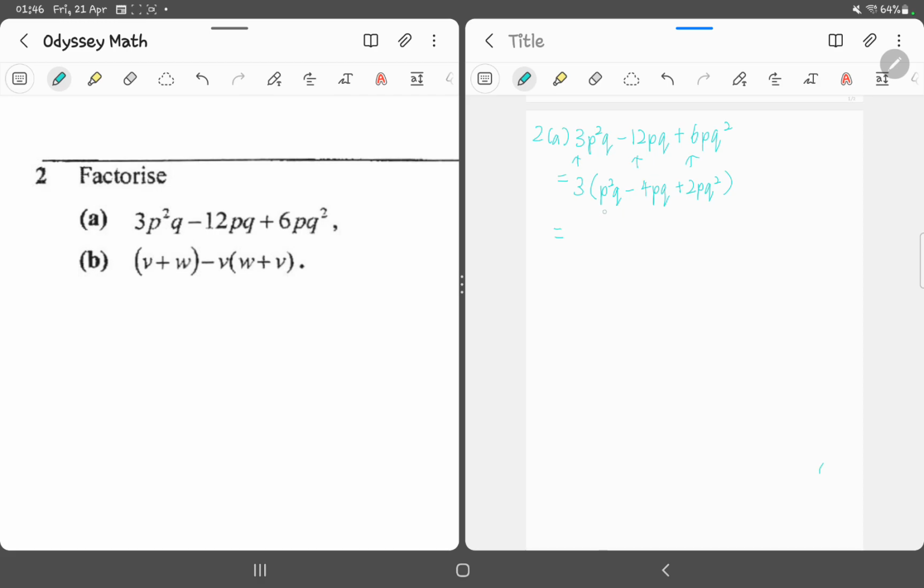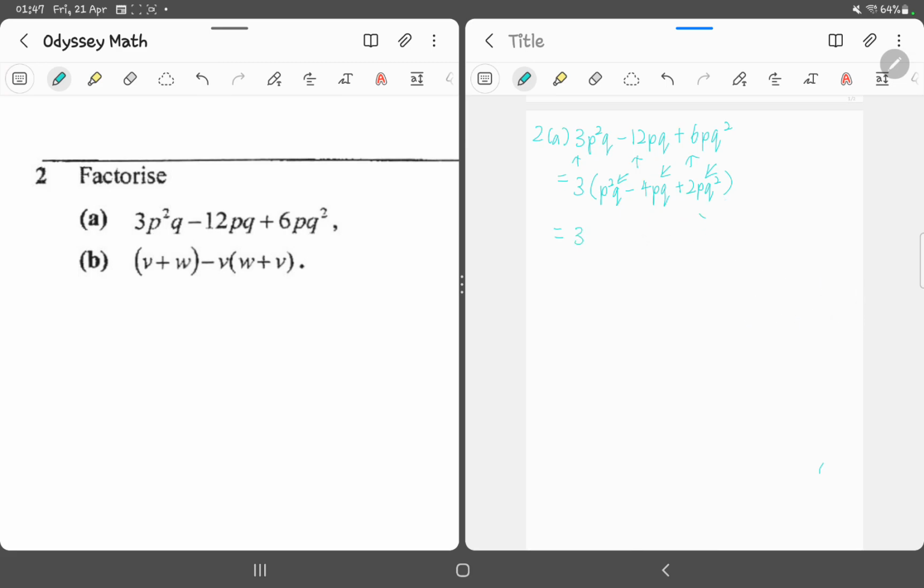So let's look at these three terms over here. What is the common term that we can factorize out? Here we can see that there's PQ, right? Here we can also see there's PQ. Here we can also see there's PQ. Okay, so if you cannot see it, I'm going to write it in a way that you can see it. So P square Q is PQ times P. Minus 4PQ is minus 4 times PQ. And then 2PQ square is actually PQ times Q. So you can see that PQ is a common term in the three terms. So that means that we can take out PQ from these three terms.